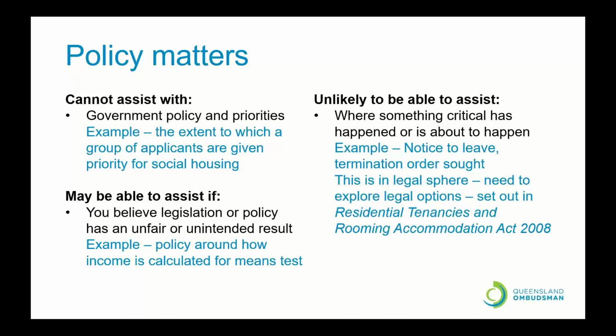However, the lower level policies that are more specific and really get down to the nitty-gritty of how a wider policy objective is met, there can sometimes be matters in that we can have a look at. For example, if there was a policy around how income is calculated for the means test, and it could possibly have an unfair or unintended outcome with the policy drafted the way it is, that's perhaps something that we could look at. If we found that it did have that unintended result, then we could recommend to the department that it review its policy. We wouldn't tell the department what its policy should be. We would just point out that perhaps it's not operating in the way it was intended, and then they would do that work in reviewing it.